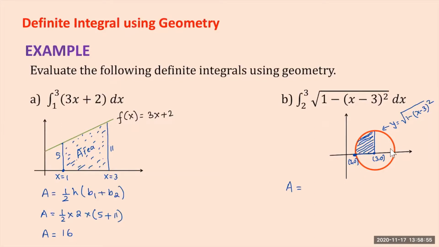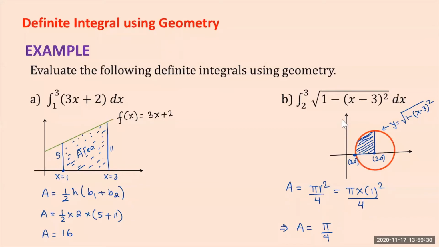And we know that the area of a circle is pi multiplied by r squared. But here we are talking about 1/4 of that. So pi r squared over 4. Pi multiplied by, here the radius is the distance from this point 2 comma 0 up to 3 comma 0. That is the radius of 1, squared, over 4. So that means the value of the definite integral is equal to pi divided by 4. So we are able to use the geometry easily and evaluate that definite integral.